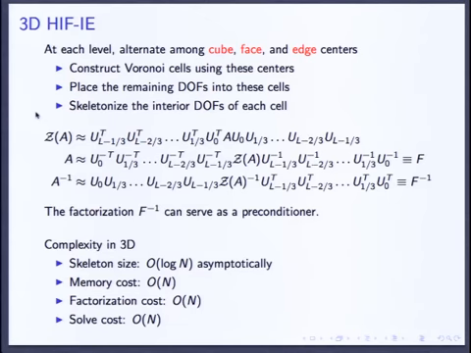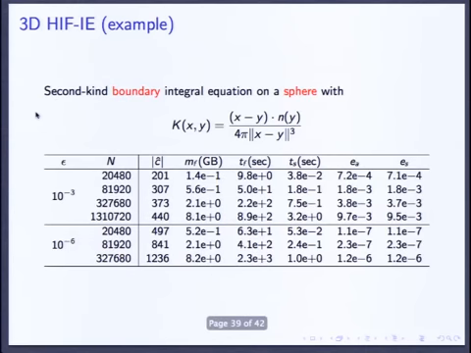For the 3D case, we do exactly the same, but instead of doing the cell centers and edge centers, we do cell, edge, and face. We have three layers of hierarchy to control the skeleton size. And this is one 3D example, which is actually on a sphere. It's a boundary integral equation example. You see that because it's on a sphere, every time you refine, you multiply the degrees of freedom by a factor of 4, and the running time and memory cost every time increase roughly by a factor of 4.